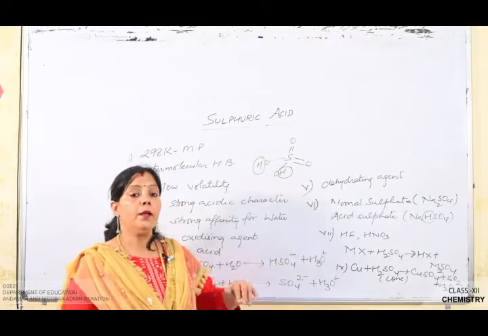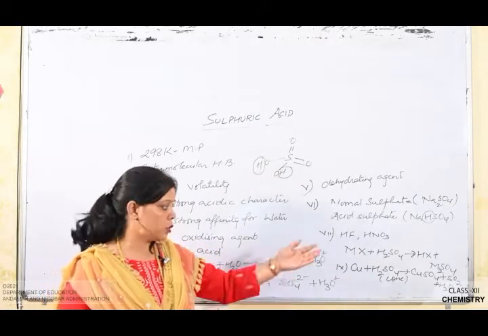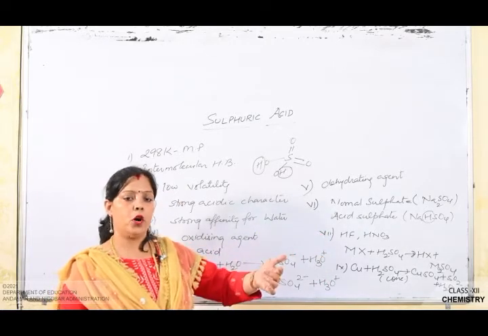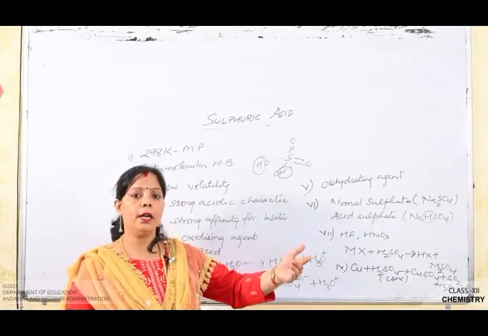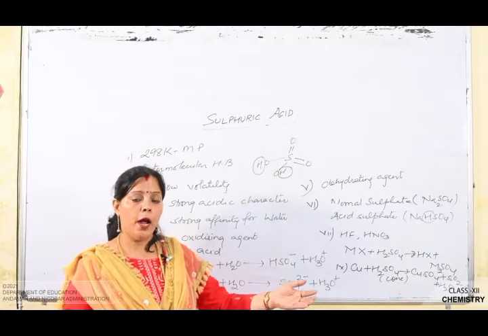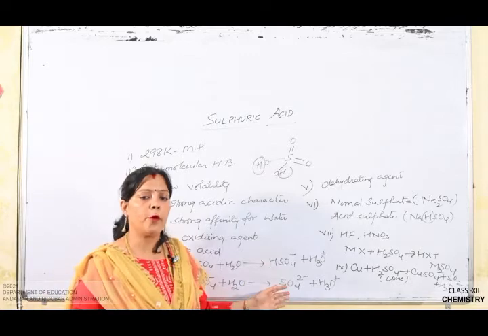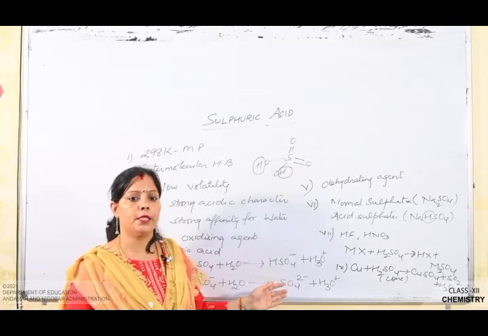Another non-metal, carbon, may also combine with the sulfuric acid. Then carbon undergoes oxidation, and it gives carbon dioxide plus H2O plus SO2. So in this way, these are the important properties of the concentrated sulfuric acid.